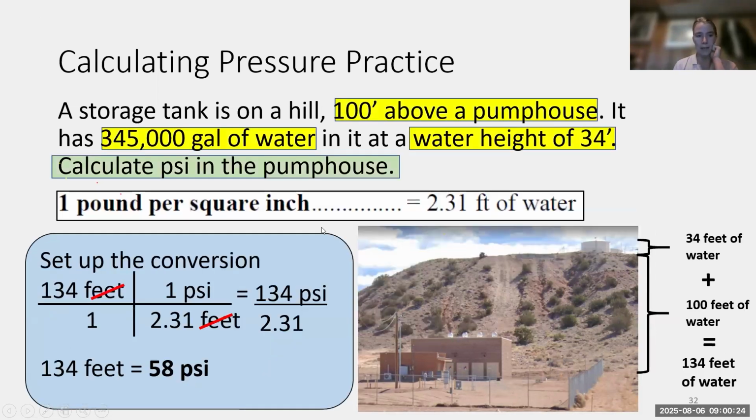So, setting that up, making sure that you have that grid all set up correctly. You take that total height calculation that you did for the system, and then you have 1 pound per square inch is equal to 2.31 feet of water. You can cancel those feet out, and then you will divide 134 by 2.31, and that's going to give you a final answer of 58 pounds per square inch for that one. So that's another example of how that works in practice.